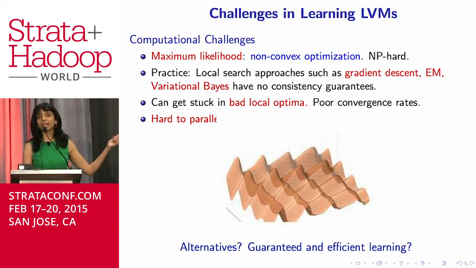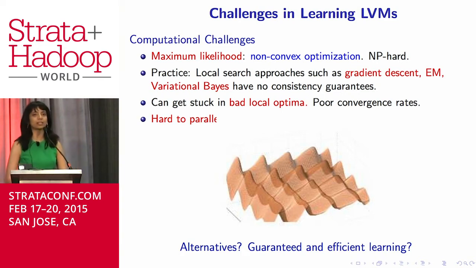The other bad thing about these likelihood methods is they're very hard to parallelize. Right? It's not a trivial thing to just look at this likelihood function and say, okay, I'm going to divide this across many machines. So these likelihood-based techniques have all these disadvantages when it comes to doing it on a large scale.